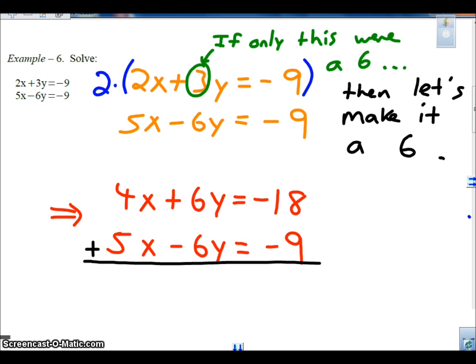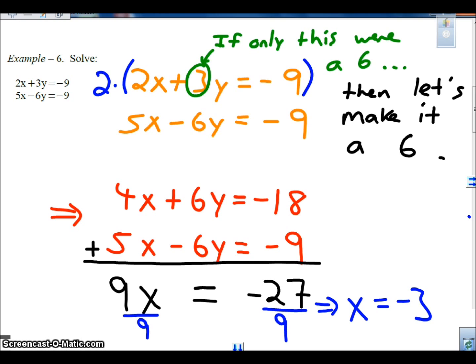And now we can add the two equations together. We'll get 9x on the left-hand side. The y's cancel out. On the right-hand side, we'll get negative 27. And the addition principle tells us that these have to be equal to each other. So we get 9x is equal to negative 27. And now we can solve this for x with y out of the picture. So let's go ahead and divide by 9 on both sides. We get x is equal to negative 3.